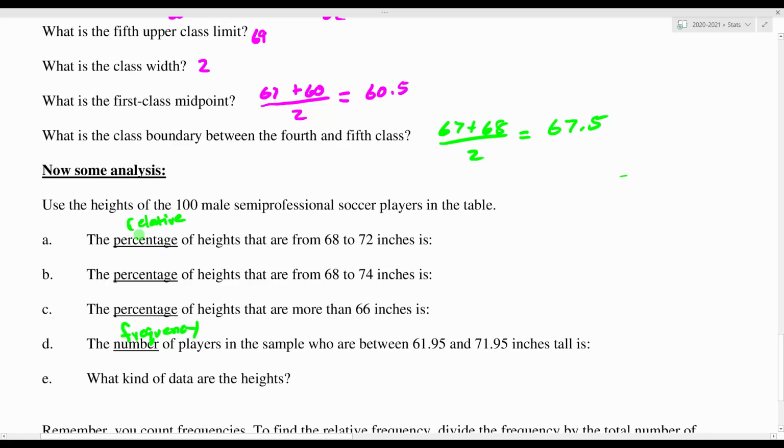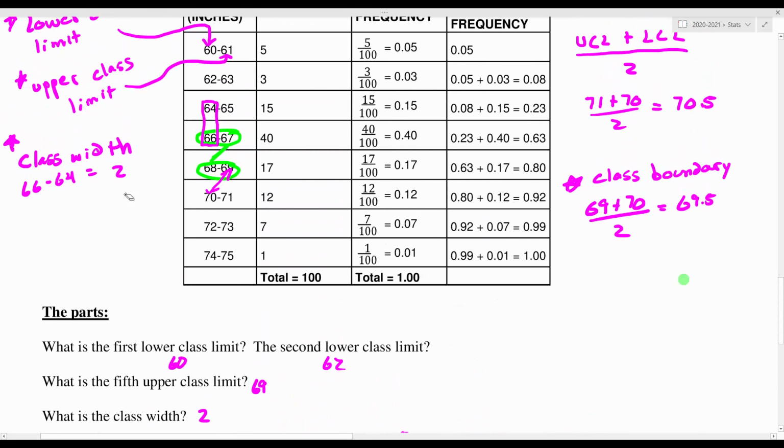All right, so let's go through these. It says the percentage of heights that are from 68 to 72 inches. So I'd go back up to my table and let me clear some of this stuff out here. So we're looking for 68 to 72. So here's 68, here's 72, and I'm going to assume that they're talking about these two classes, right?